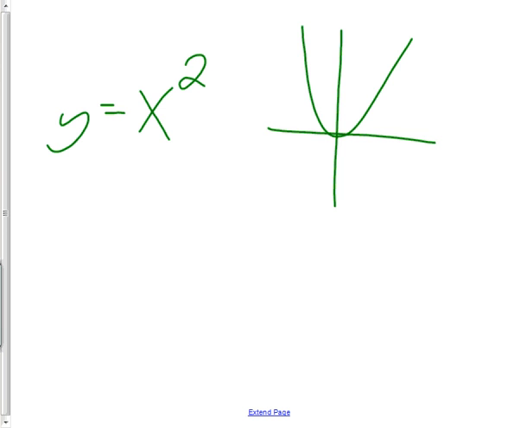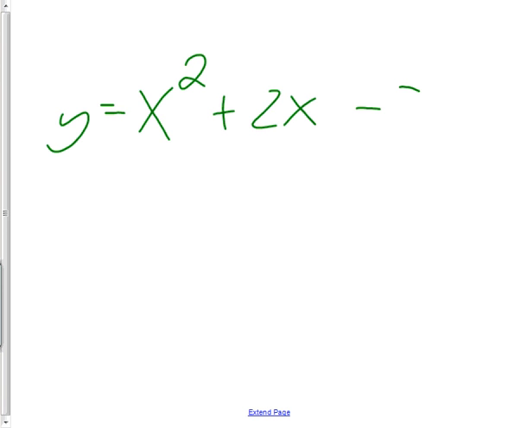Now, it can have other stuff, like an x squared and a 2x and a minus 3, for instance, and that's still a quadratic, as long as the biggest degree is 2. Then it's a quadratic. Okay. Here's another one that's a quadratic. X squared minus 4. That's a quadratic. It's got a squared in it.